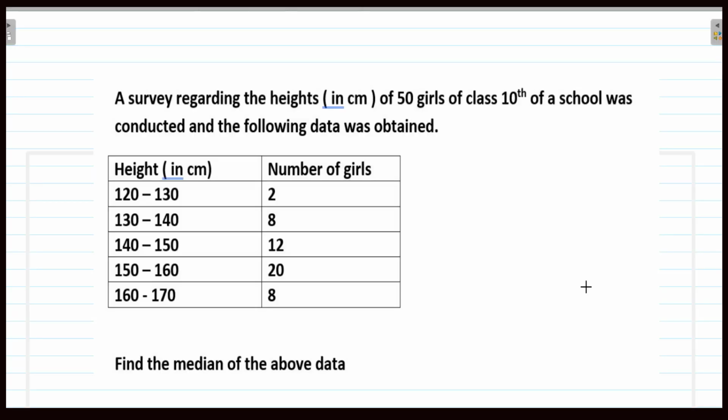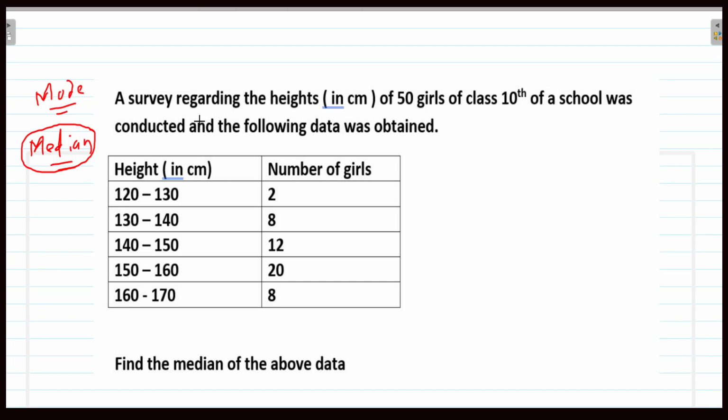Friends, welcome to Bank Exam Cafe, and in today's episode we are going to see how to find the median of the given data. In the previous episode we have seen how to find the mode of the grouped data, and today we will see how to find the median of the grouped data.